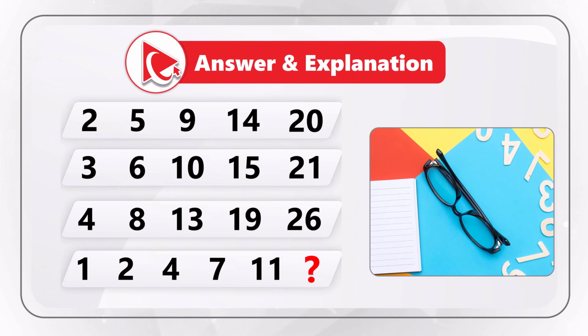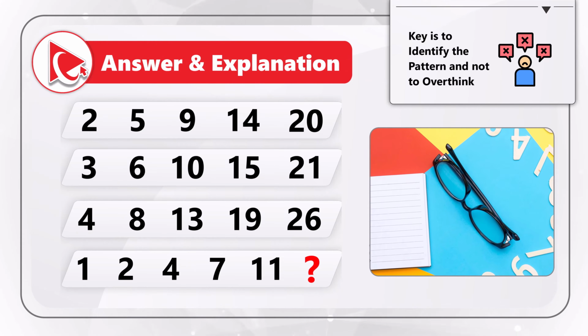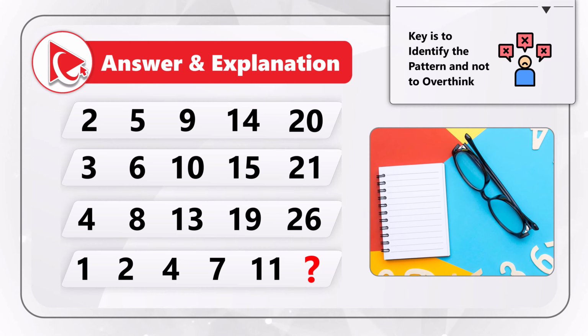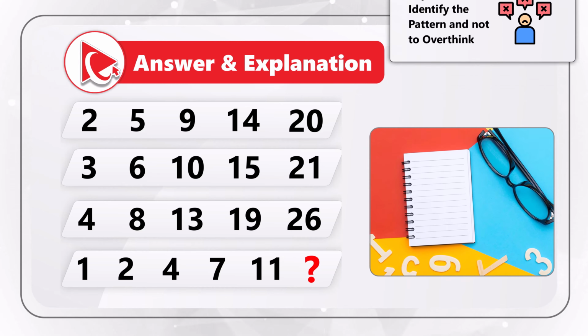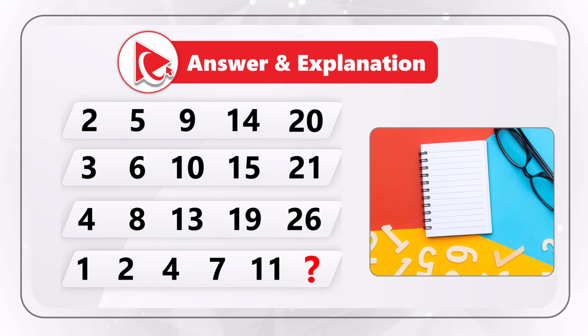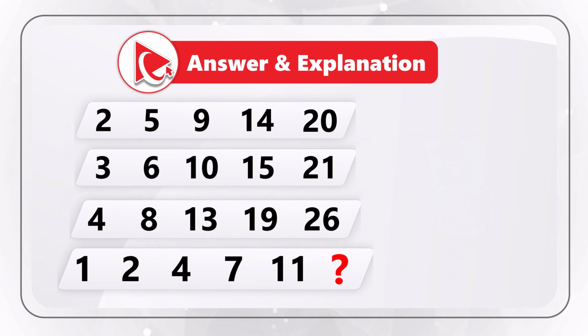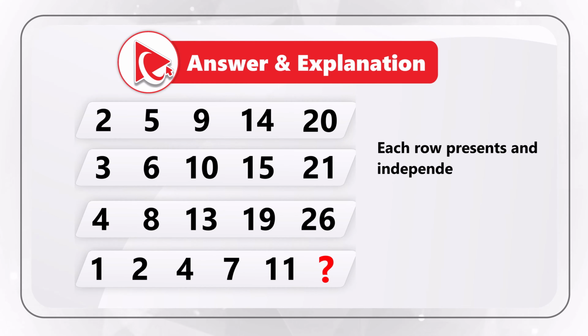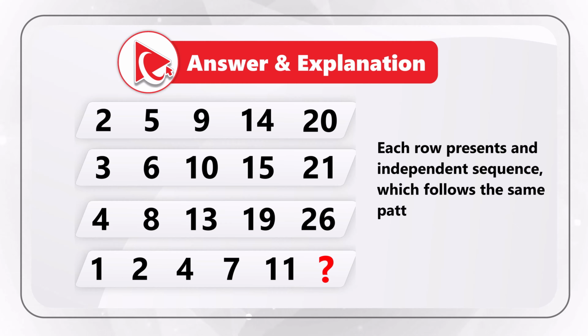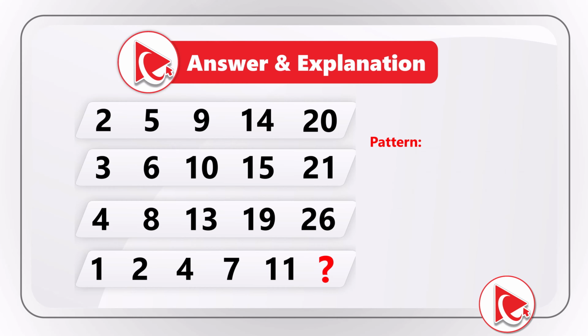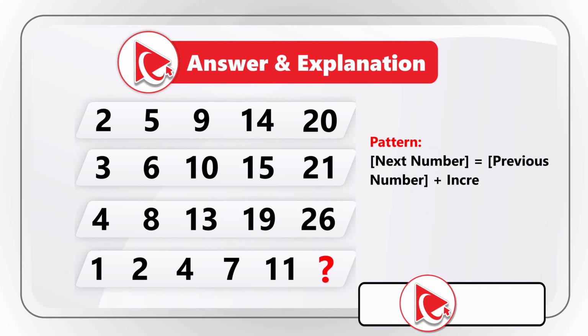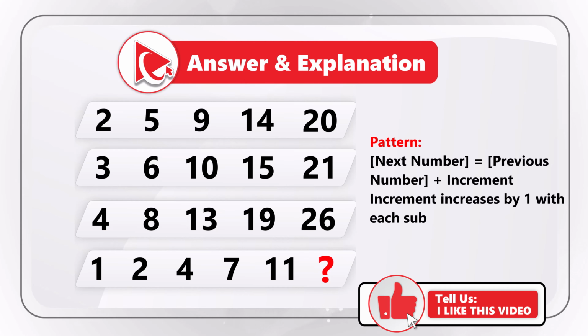The key to solving these types of challenges is obviously to identify the pattern and not to overthink it. If we look at the series of numbers, we have 4 independent rows, and each row represents an independent sequence which follows the same pattern. So what is the pattern? The pattern here is rather simple. The next number is calculated as the previous number plus the increment. The increment increases by 1 with each subsequent number.